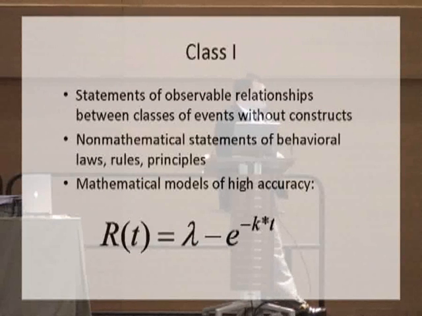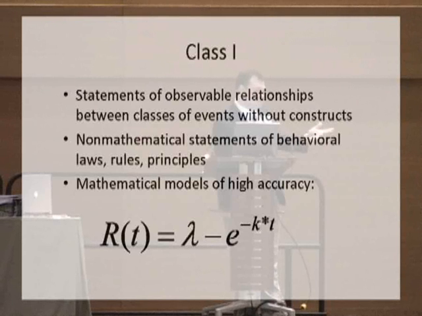Class 1, and this isn't meant to be any kind of dimension here, they're just kind of arbitrary numbers. Statements of observable relationships between classes of events without any constructs, as much as that might be possible. A lot of debate about the desirability of constructs in explanation, and the most radically behaviorist or positivistic folks would claim that this is the ideal class because there's really nothing in here that's not directly observable. Sometimes these statements are non-mathematical. Saying, for example, that conditioning is generally better when trials are spaced would be a class 1 statement.